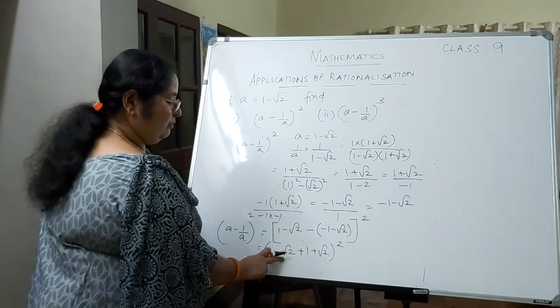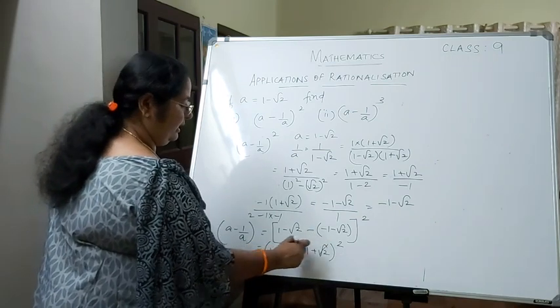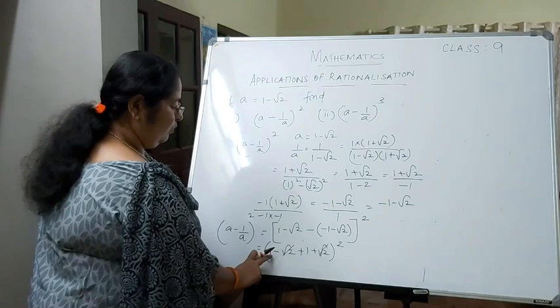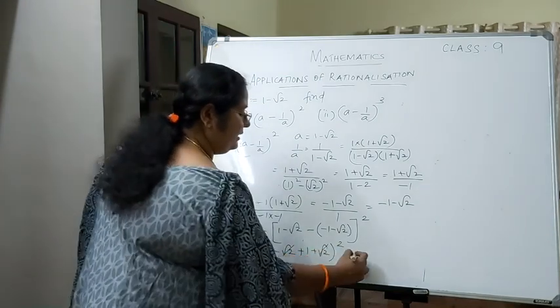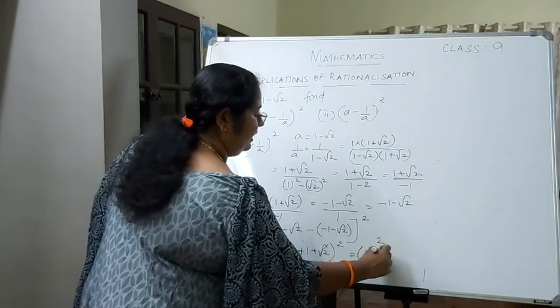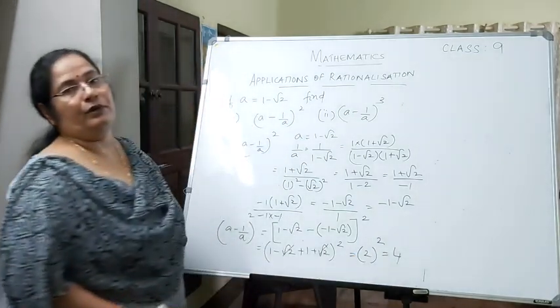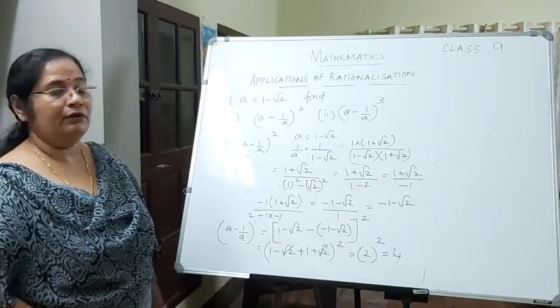So here minus root 2 plus root 2. What are you getting? 0. What remains? 1 plus 1. 1 plus 1 is 2 the whole square. This is equal to 4. 2 the whole square is equal to 4.